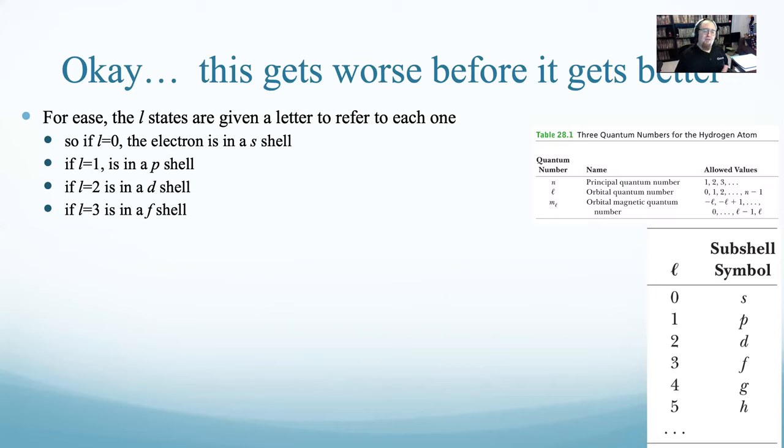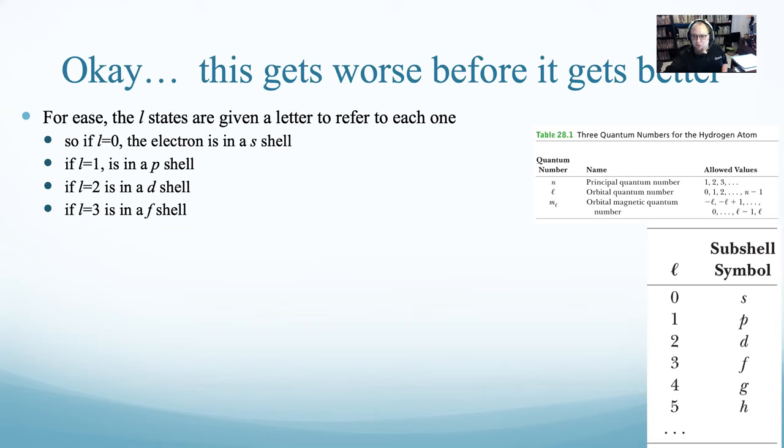If you're in the subshell at L equals zero, that is known as the S shell. I want to say S stands for sharp. If L equals one, that is the P shell. I think it's sharp, principal, diffuse, and I forget after that. I literally don't remember the names. But if L equals one, you're in the P shell, and you don't normally say L equals one, you just say P. If L equals two, that is the D shell, and if L equals three, it is the F shell. At that point, it just goes up alphabetically.